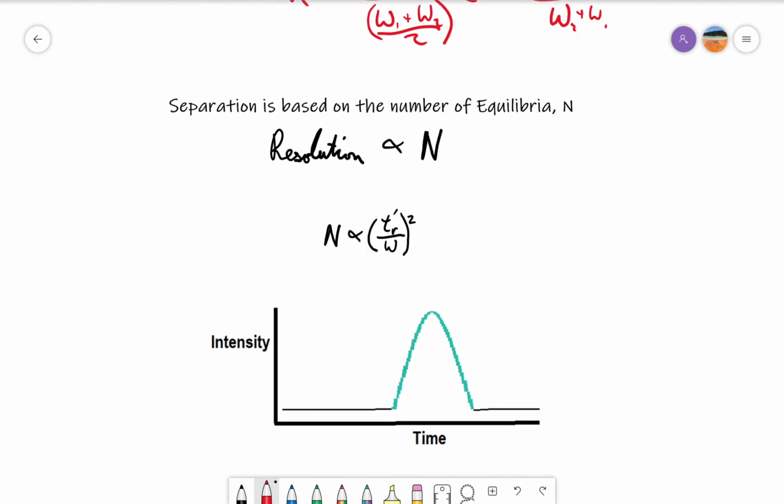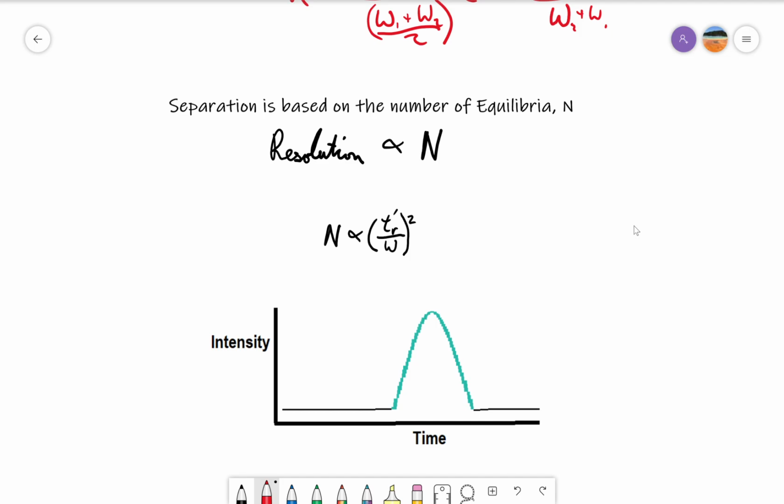It's also important to realize that the resolution is going to be directly proportional to the number of equilibria, n. If you have a large number of equilibria, then the resolution is going to be bigger, better separation. As seen on the sep funnels, the more the number of equilibria, the greater the separation becomes. So resolution observed on a chromatogram is directly proportional to n, the number of equilibria that have gone on.